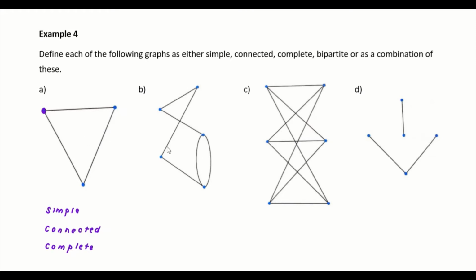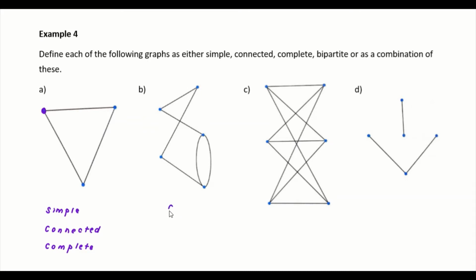Okay, so now move on to B. You can see that this has multiple edges, so that's why it's not a simple graph anymore. So is it connected? Yeah. There's no isolated vertex, and there's no part of the graph that is separated from the others. So you'll be able to reach all the other vertices from any vertex here.